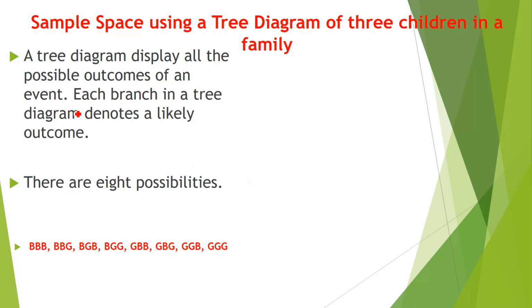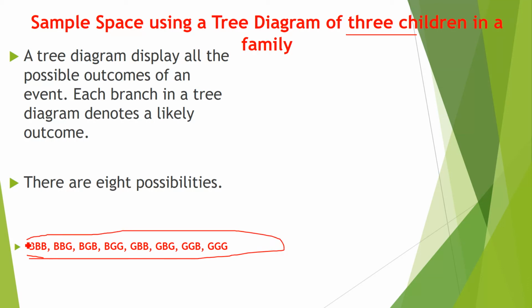Here I have made another example. We have to find the sample space using a tree diagram for three children in a family. If a family has three children, what are the possibilities? How many possibilities are there? Maybe all three are boys, maybe two boys and one girl, maybe one boy, then girl, boy. There are a total of 8 possibilities. B for boy, G for girl. Maybe the first is a girl and then two boys. Maybe first is girl, then boy, then girl.